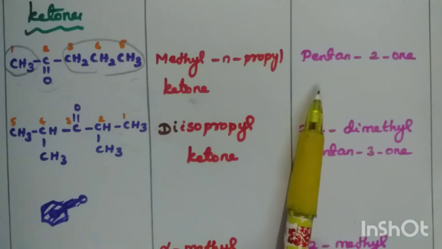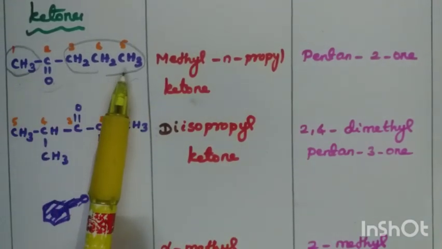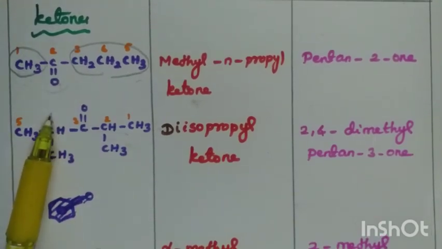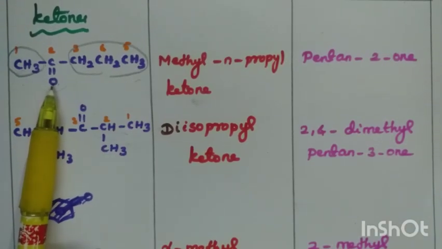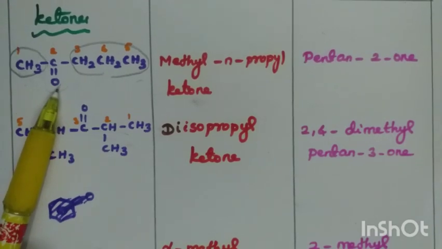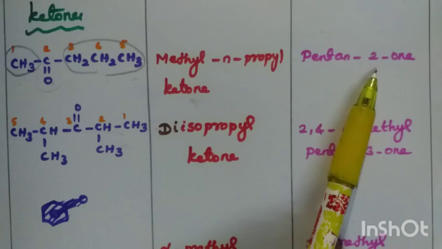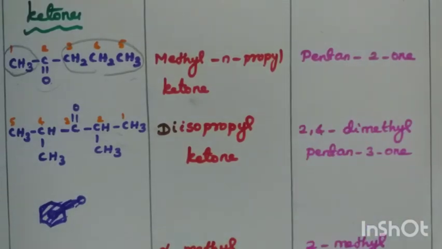How to write the IUPAC name? Totally count the carbon, 5 carbon. At which position is the ketone placed? Third carbon or second carbon? In this manner it means fourth carbon; on this side it means second carbon. You have to choose the least number, no? So on this side, second carbon. 5 carbon means pentane. Second carbon ketone. So pentan-2-one.